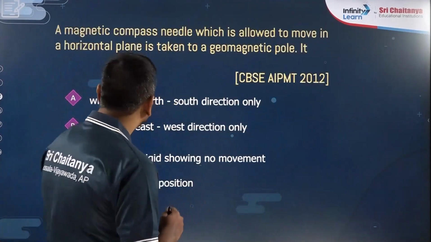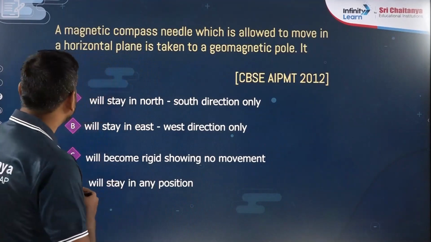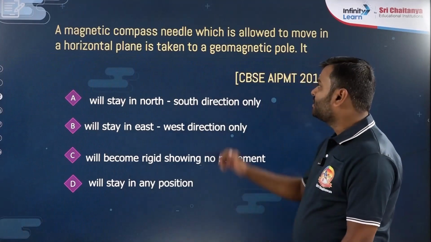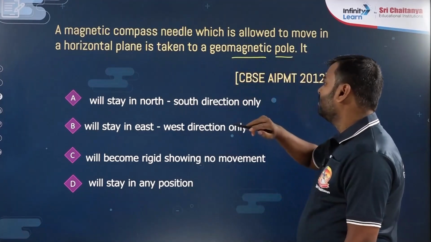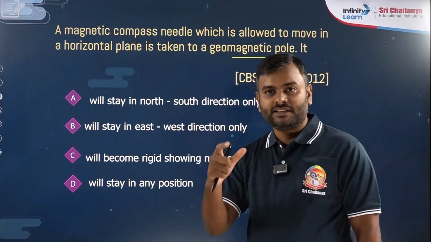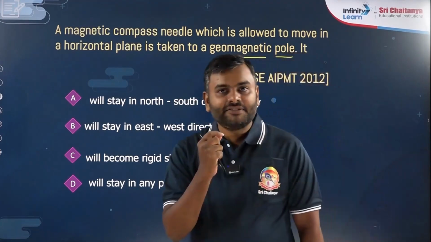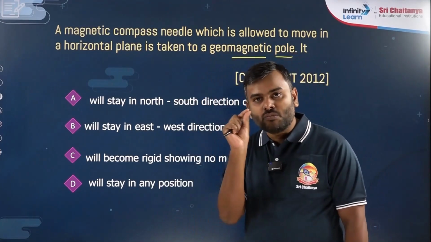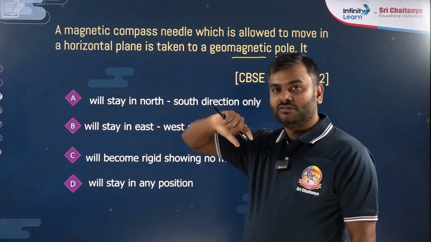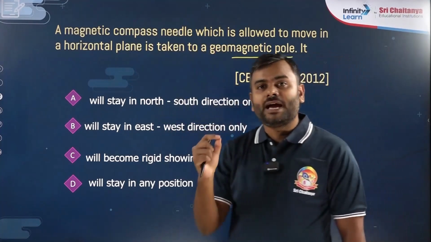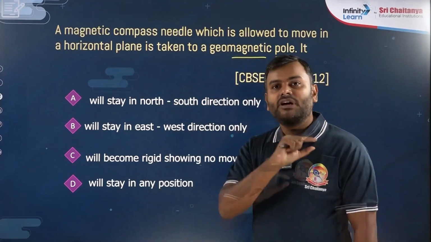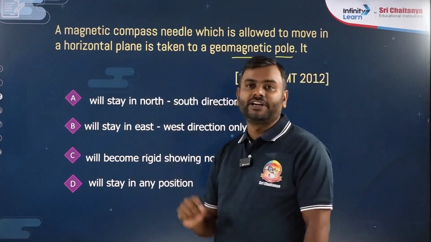Now we are going to discuss one more problem. The problem is: a magnetic compass needle which is allowed to move in a horizontal plane is taken to a geomagnetic pole. Then what will happen? We have a magnetic compass needle, which you know is used for identifying direction. It is also a small bar magnet. We are taking it to a geomagnetic pole. How is it going to react when it is taken to a pole? That is what we have to answer in this question.